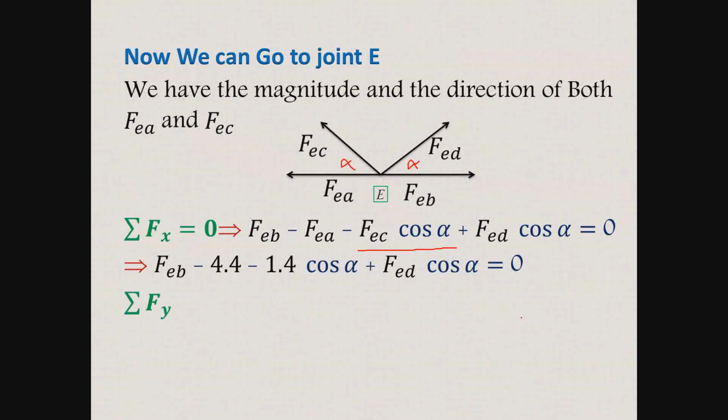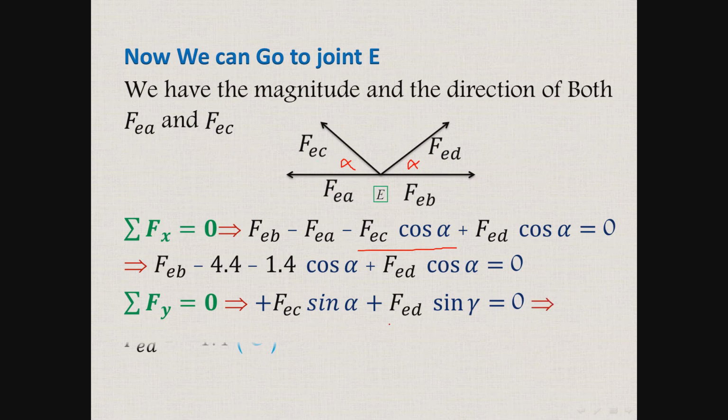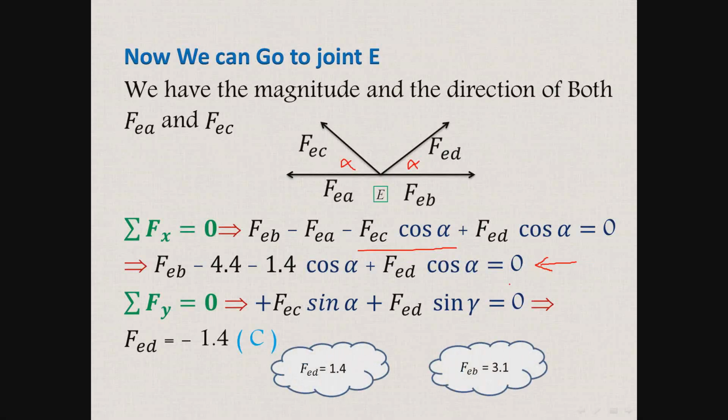The sum of the forces in the y direction equals 0. We have the y component of both the force ED and the force EC. Solving this equation, we can find that the force ED equals minus 1.4, then the assumed direction is wrong and the member is in compression. Going back to this equation, we can find that the force EB equals 3.1.